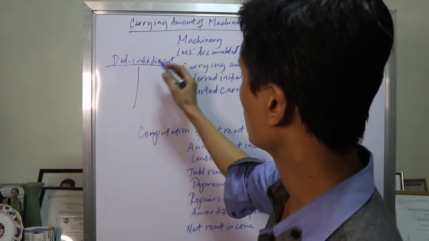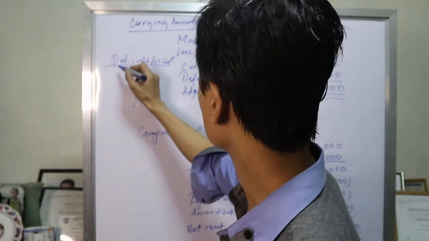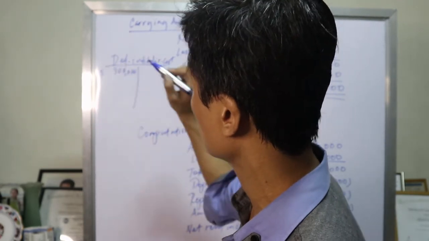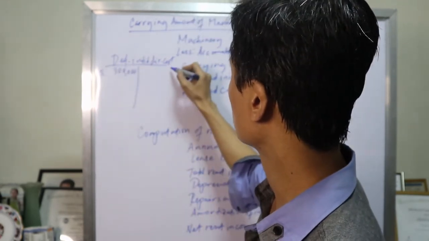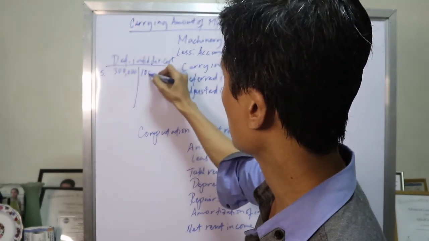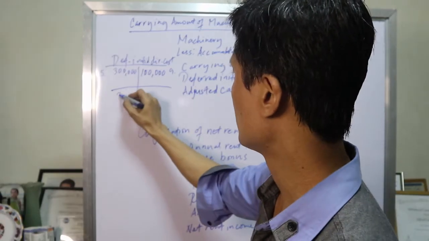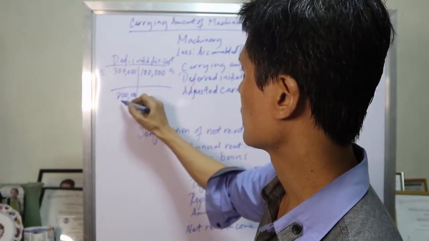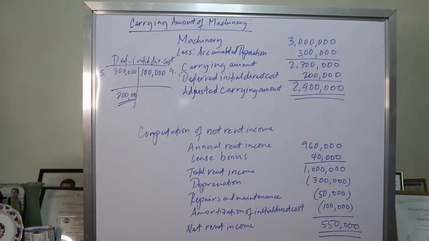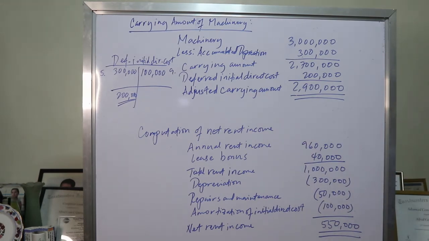Okay, meron tayong dinebit na 300,000 dito, yung sa entry number 5. And dun sa journal entry number 9, meron naman tayong credit nung inamortize na natin. So, meron pa siyang balance na 200,000 pesos. So, ito i-add natin dun sa carrying amount. So, meron tayong adjusted carrying amount na 2.9 million.